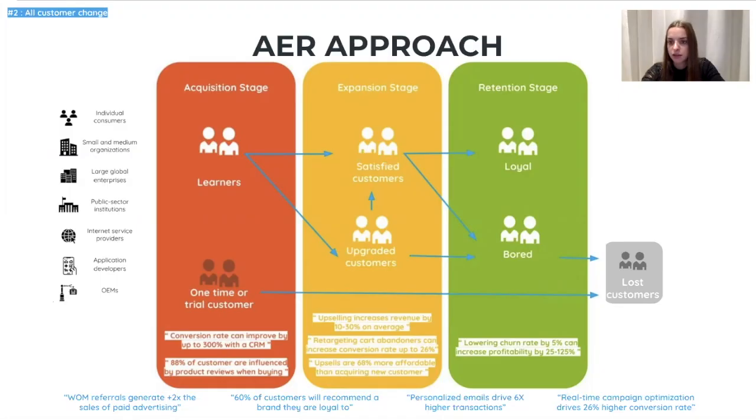Finally, loyalists have a very high customer value. They will promote Microsoft for free. Lowering churn rate can really increase profitability. At all stages, word of mouth is way more efficient than paid advertising. Personalized emails drive higher transactions.